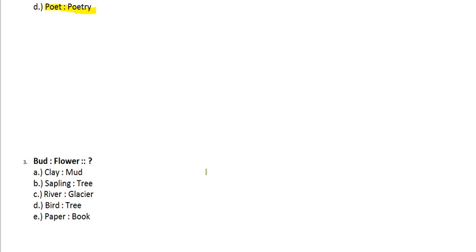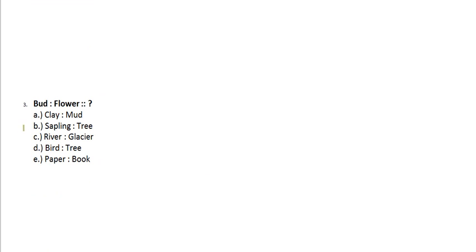Next, let us proceed to our next question, bird and flower. Here a bud grows to become a flower. Similarly, a sapling grows to become a tree. Not the river goes to become the glacier or the paper to book, it does not grow. Here the concept is for growing one.